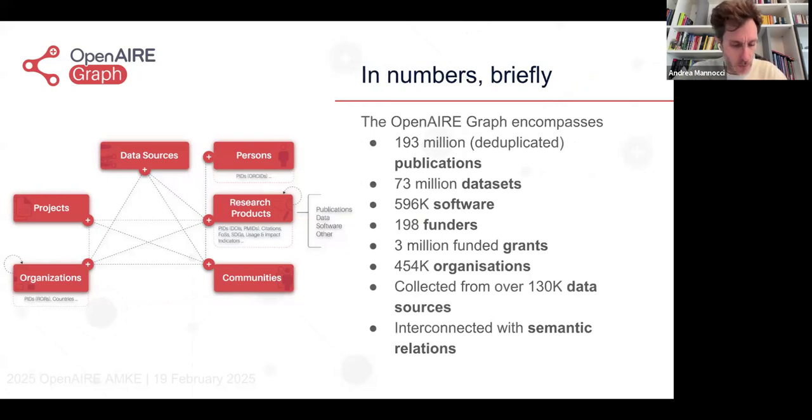Briefly, talking about rough figures, we have millions of objects, almost 200 million publications, datasets, software, almost 200 funders, 3 million funded grants, about half a million organizations connected. And all this is collected, harvested from over 100,000 data sources.